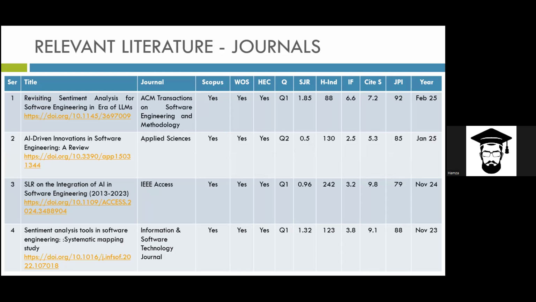Most of these articles are well cited, high impact, and are indexed in all the agencies, including Scopus, Web of Science, and HEC. 3 of them are of the first quartile, and 1 is from the second quartile. And all of them have a good score. They are relevant to the research, they are state of the art, and they have provided very good ideas for the research I am going to take on.